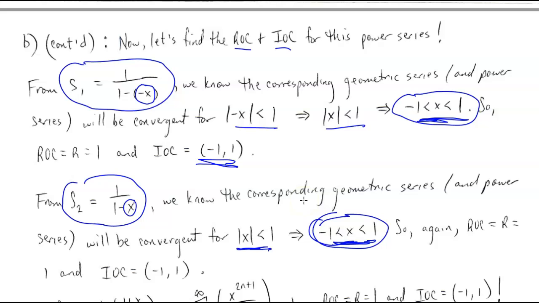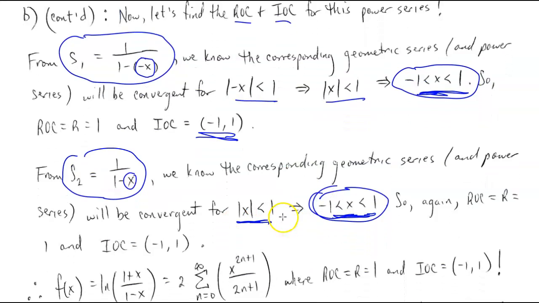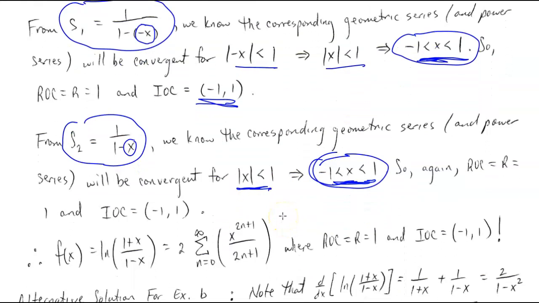So here, finally, we see that we have f of x, which is the natural log of 1 plus x over 1 minus x, can be expressed as a power series in this form, where our interval of convergence is from -1 to 1. And of course, this is centered about 0 here. So our radius of convergence is going to be half the length of our interval of convergence, which is just going to be 1. Okay.